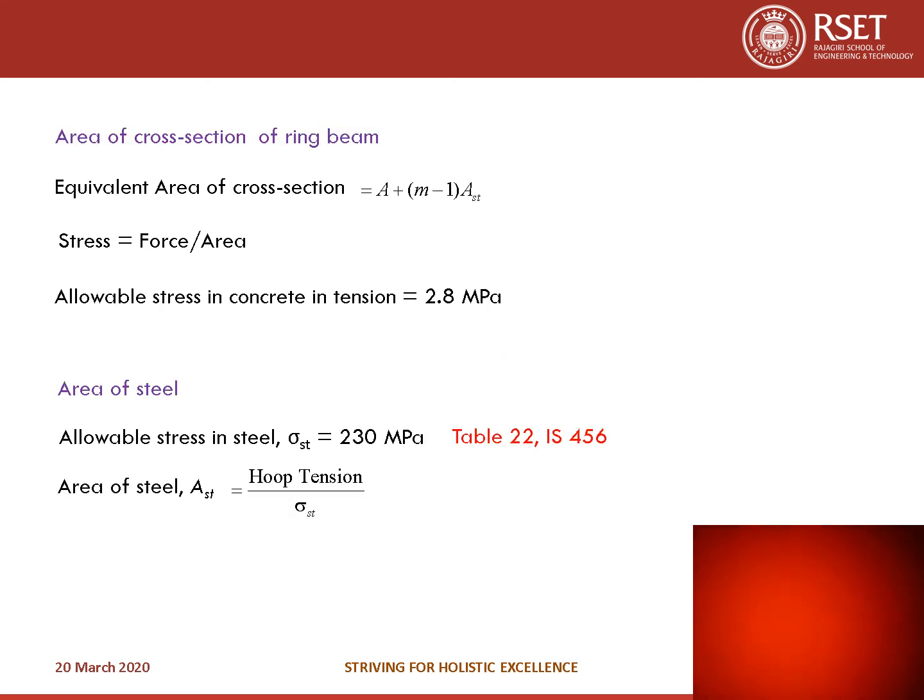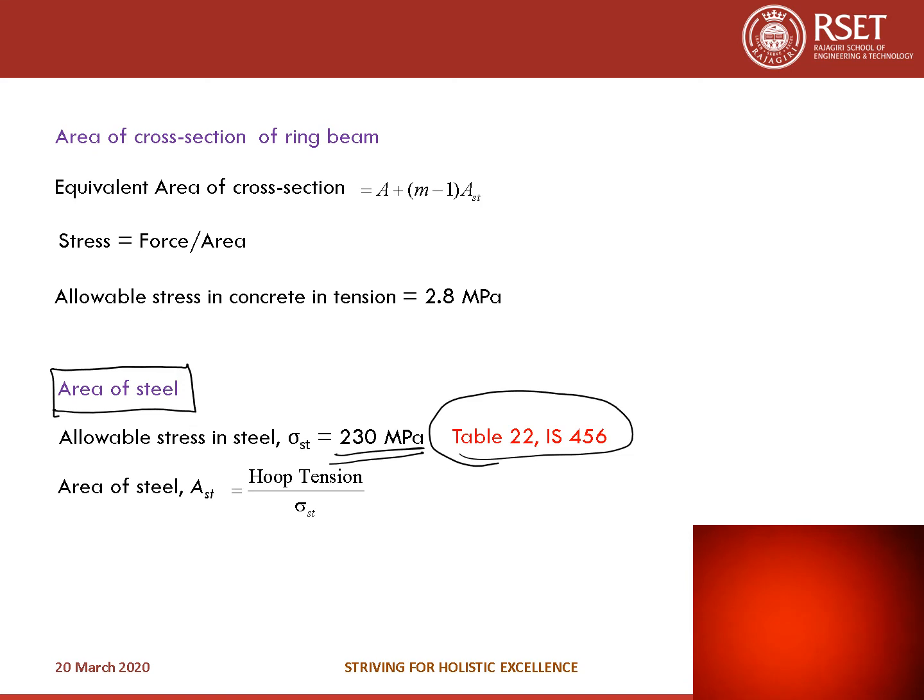So next, we have already calculated this. First you calculate the area of steel. For calculating the area of steel, you know the allowable stress in steel, that is 230 MPa, from Table 22 of IS 456. Again I'm repeating, we are doing the working stress method of design. You have to look at Annex B of the code, where you have the working stress method of design. You get the permissible stress in steel. Now from the permissible stress, you can calculate the area of steel.